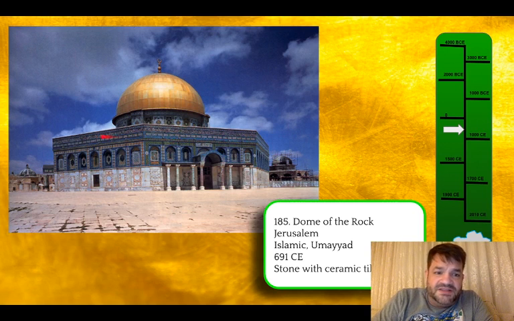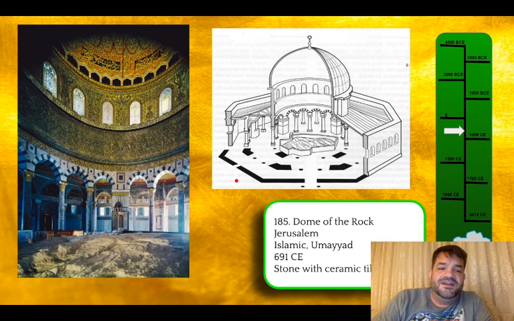Now, it does have calligraphy at the top, and again, from this image, you can see the geometry. The columns are spolia. On the inside, we've got calligraphy, and it's very explicitly making the point that Jesus was not divine, that he was just a prophet.